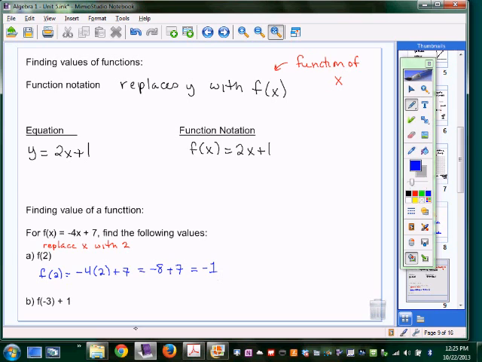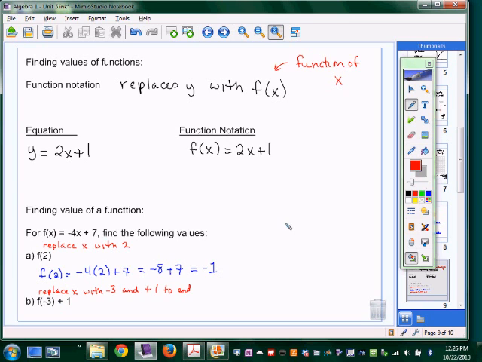If something's happening outside, like this plus 1 I tacked onto the end, for this one I replace x with negative 3. And then I add 1 to the end, because that's happening outside. It's just a shorthand for the notation. It's telling you to find this function if I make x negative 3 and I add 1 to it. It's just a way to write things shorter.